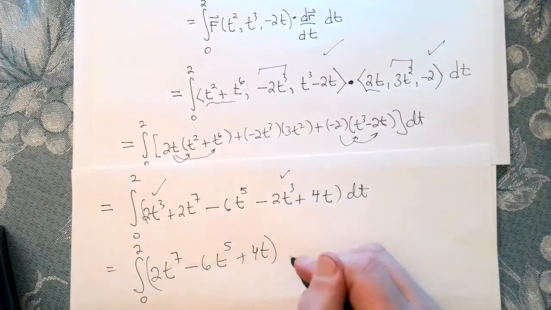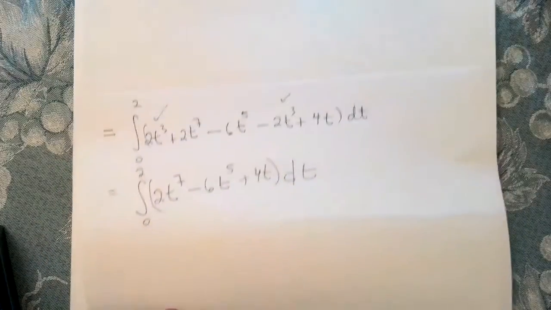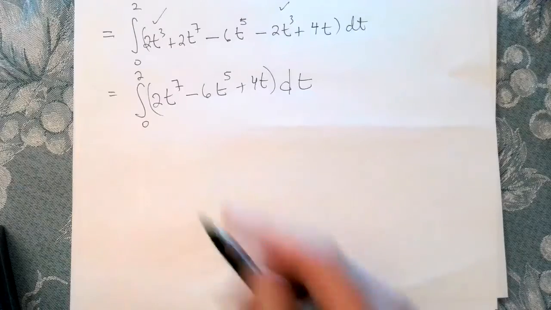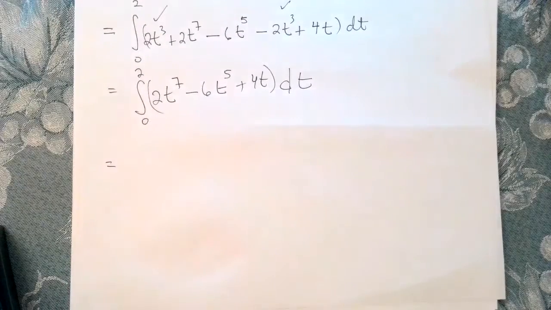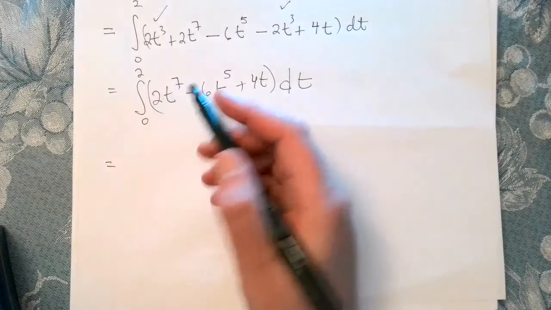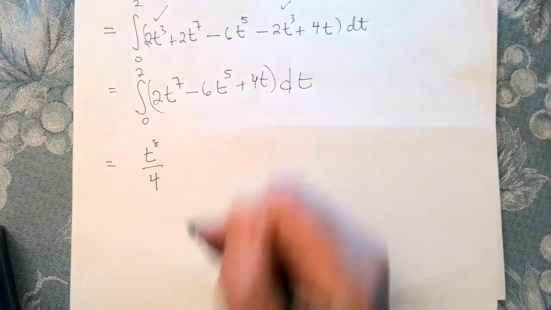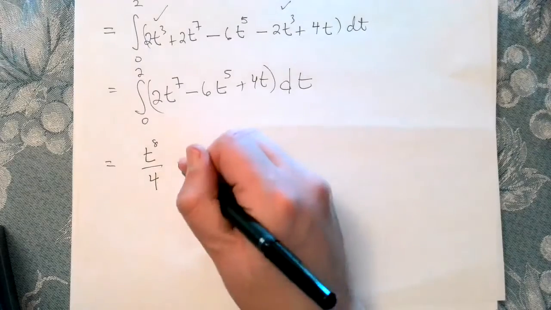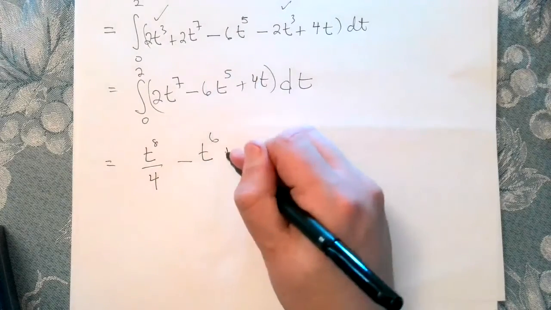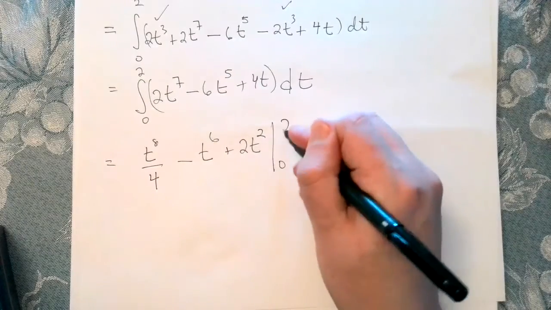So we've now reduced this to a Calc 1 style integral. That seems pretty nice. Okay, so now we're just going to integrate in the usual way using our power rule. So this looks like 2t to the 8th over 8, so that's t to the 8th over 4. And what else do we have here? This is just going to be t to the 6 when we integrate, and that should be 2t squared. Evaluating from 0 to 2.